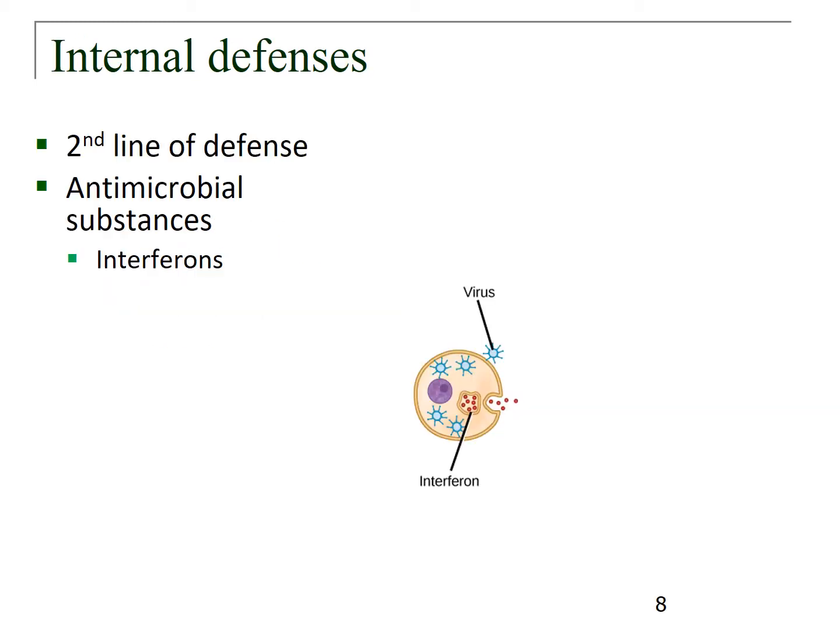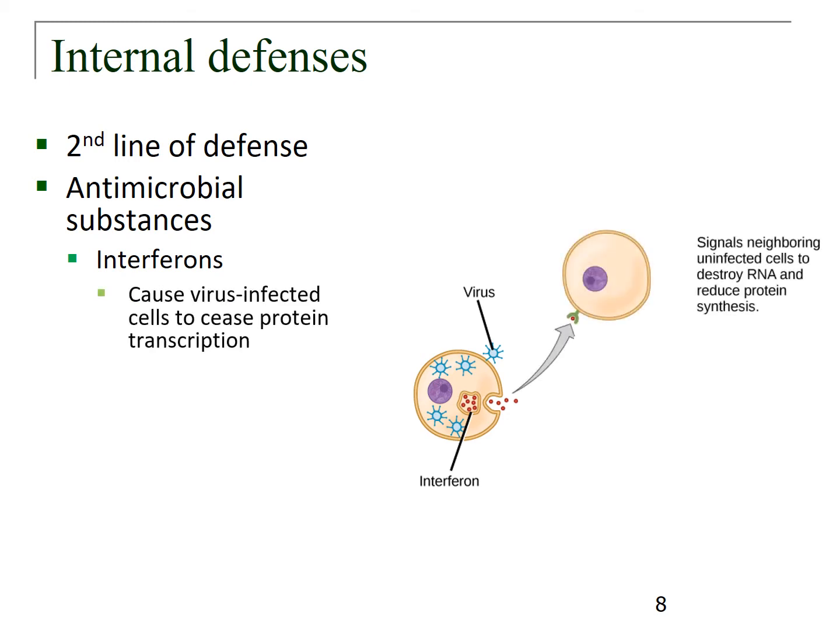Okay, so internal defenses are your second line of defense, and these are usually going to come into play after either a mucosal membrane or the skin has been breached. And so what we're going to do is talk about antimicrobial substances, and this first one, interferons, are more accurately described as an antiviral defense. So what interferons do is they'll do a number of different things.